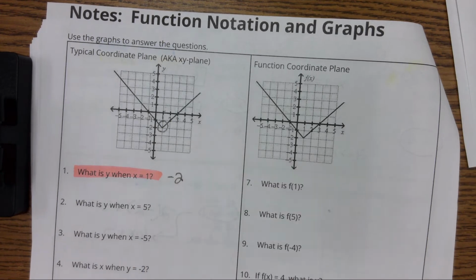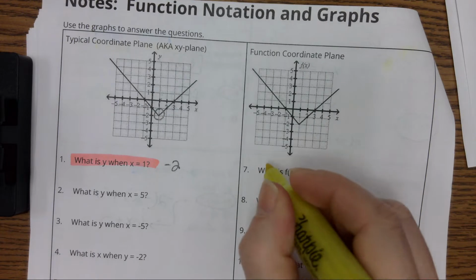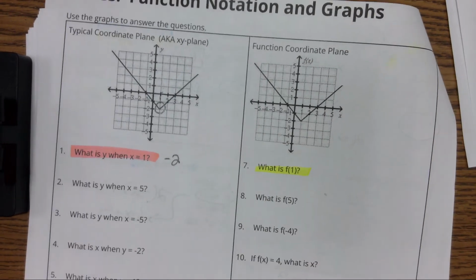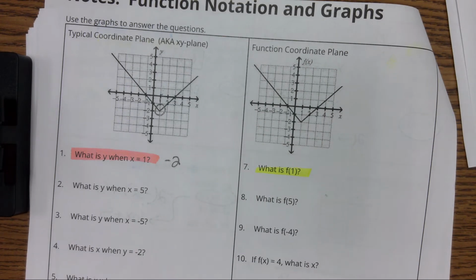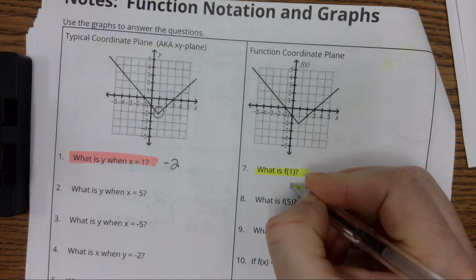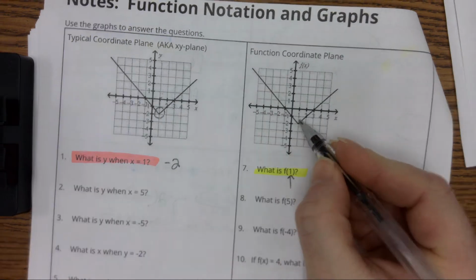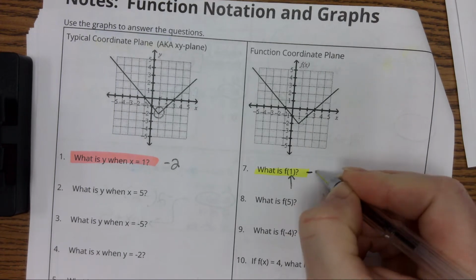When I ask that in function notation, that looks shorter. Function notation, when I ask what is f of 1, I'm asking the same question. Because the x is what's inside the parentheses, f of 1, what you're going to do if I ask that today is you're going to go over to the graph and look at 1 and output what the y value is. So it's the same thing.